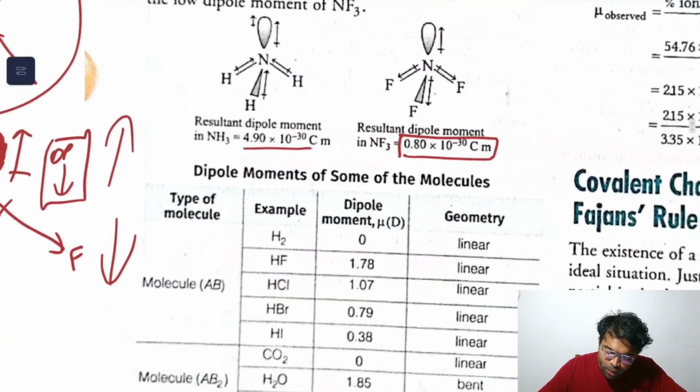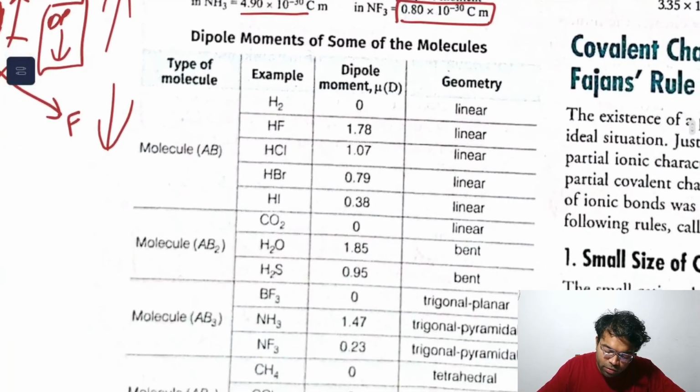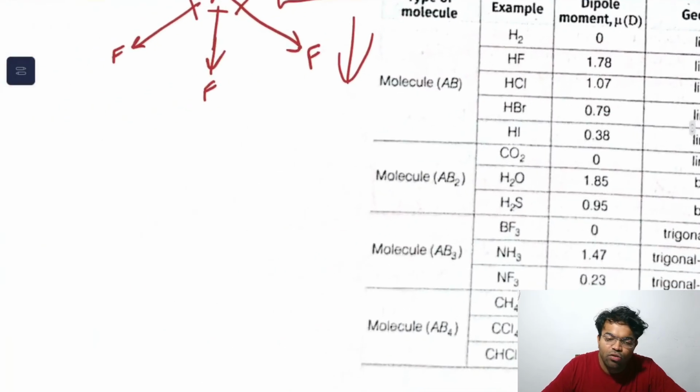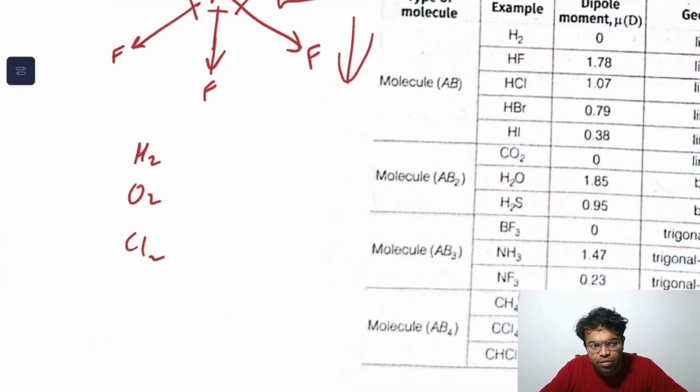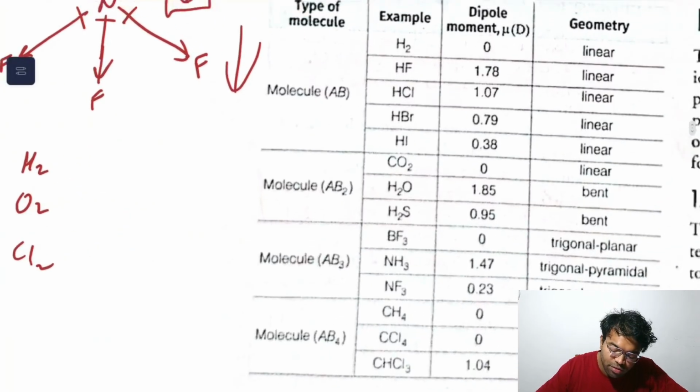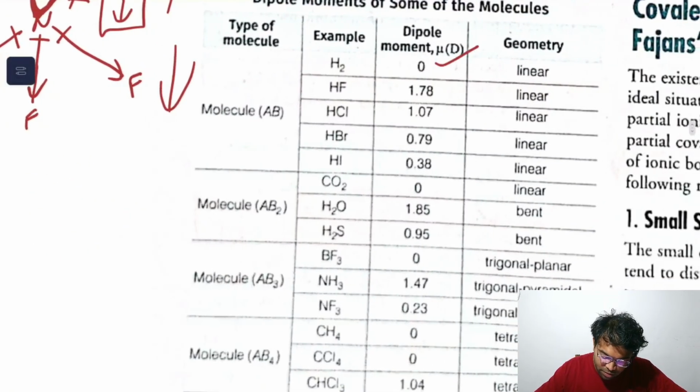Now, the dipole moments of some molecules are given here. For H2, basically there is no dipole moment when you have a symmetric molecule. For example, H2, O2, Cl2. Because all these atoms have the same electronegativity, and when you are bonding them with themselves, the dipole moment actually becomes zero. So in the case of H2, it is zero.